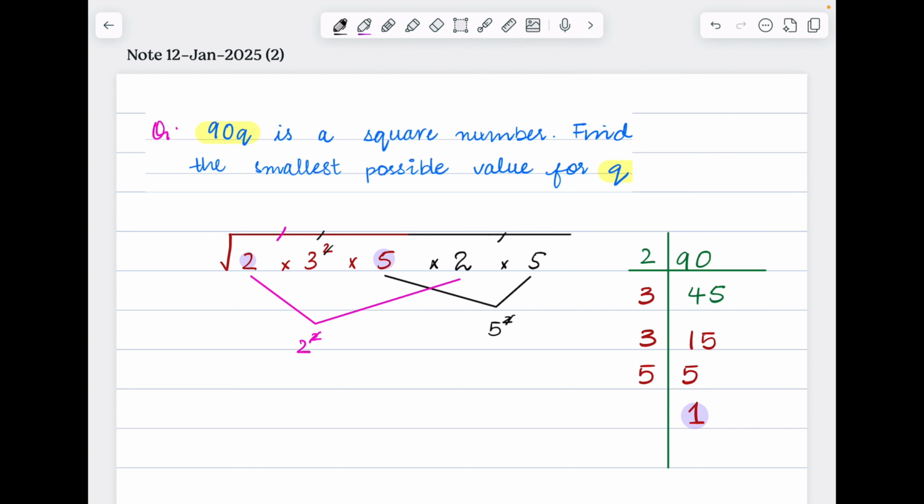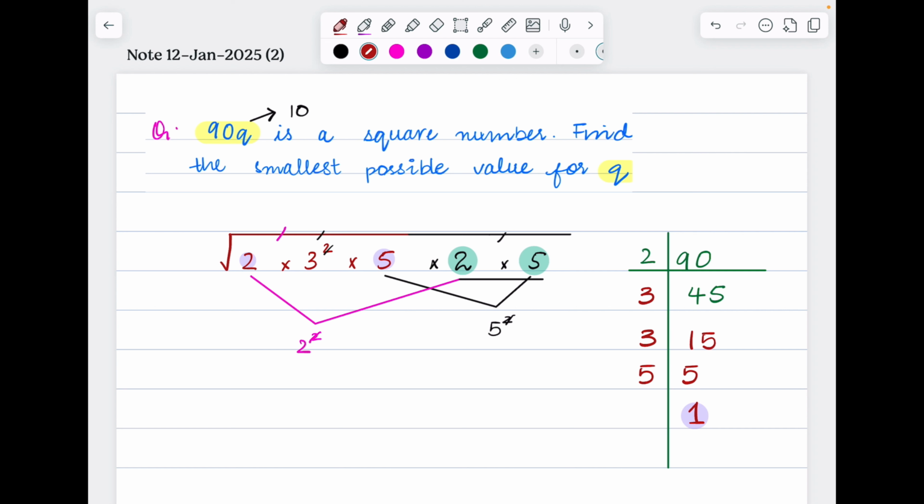So you are now left with, what are the two numbers you multiplied on your own? You multiplied another 2 on your own, and you multiplied another 5 on your own. So your value of q is going to be not 2 and 5, it's going to be 10, because you multiplied 2 and 5, so that gives you 10. Got it? These are the two numbers you multiplied by yourself.